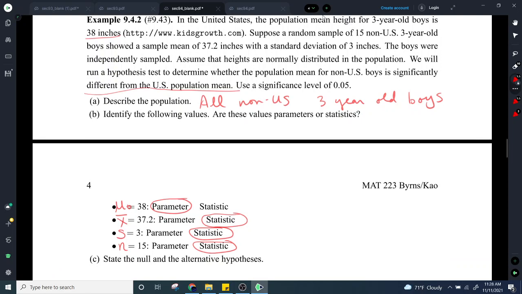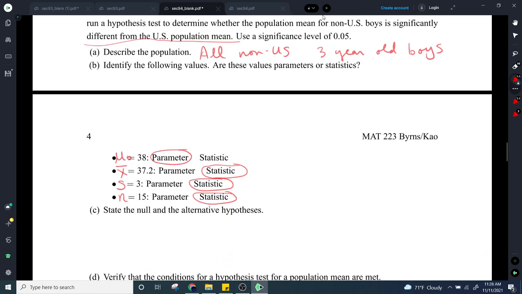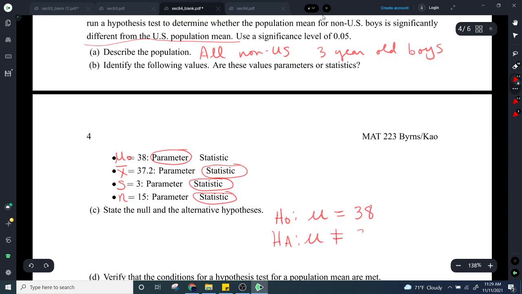State the null and the alternative. So the null hypothesis is that the mean is going to be 38 inches that we're comparing it to. The alternative, because it said different from, the alternative then is that mu does not equal 38.